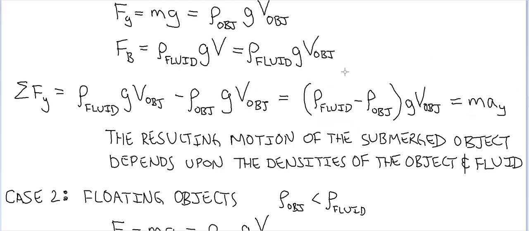But if you took an empty soda bottle and you threw it into a swimming pool, well, in that case, the density of the object is less than the density of the fluid, and so this quantity in parentheses is positive, and so a_y is positive. This thing is going to float to the surface. Hooray!